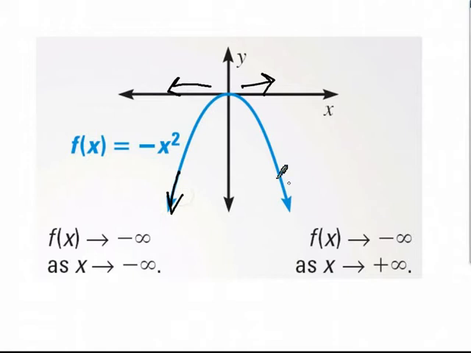We have two down arrows. So it's the exact opposite of when we have a positive coefficient. Okay, so those are our two options for end behavior: odd functions and even functions.